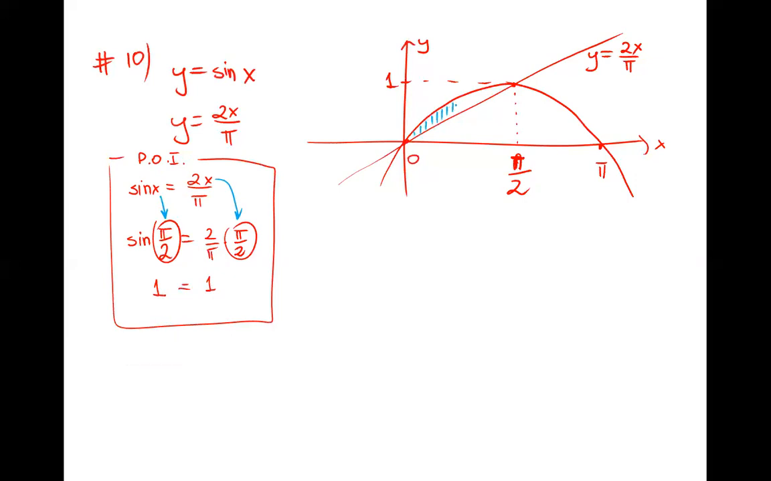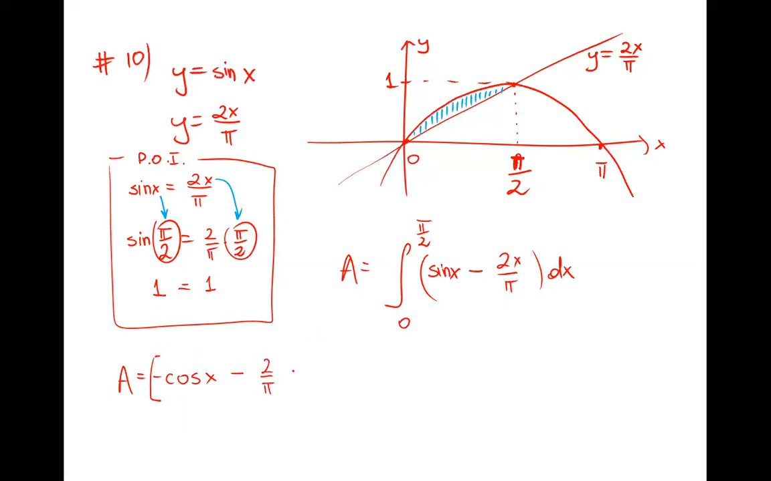And this is the loop bounded by these two curves, and the same thing. The area is the integral from 0 to pi over 2, the top function, sine of x minus 2x over pi, dx. And let's try to integrate. Integral of sine is negative cosine of x. Integral of 2 over pi x is 2 over pi, and x squared over 2, from 0 to pi over 2.